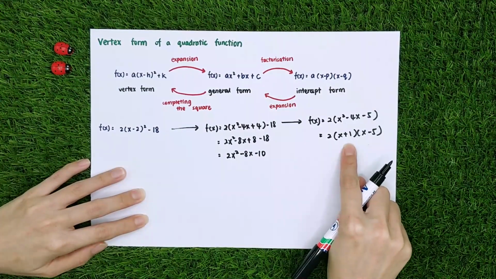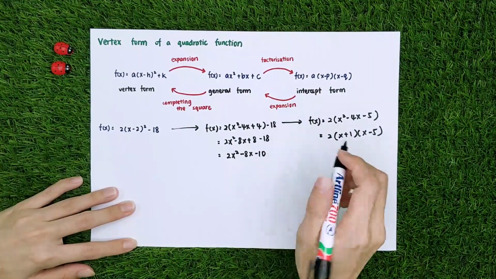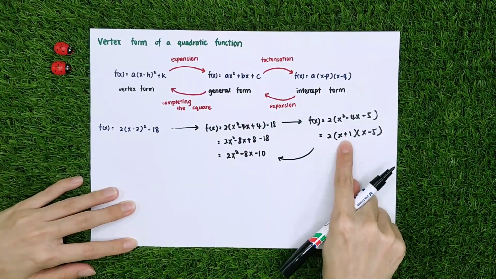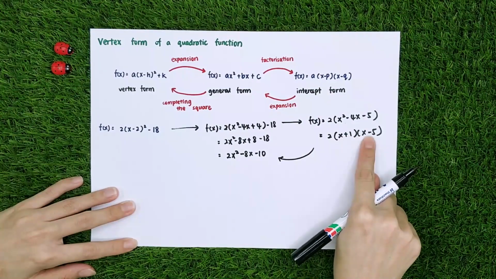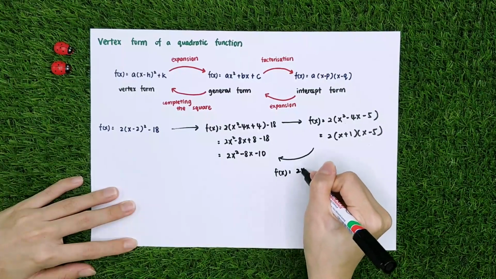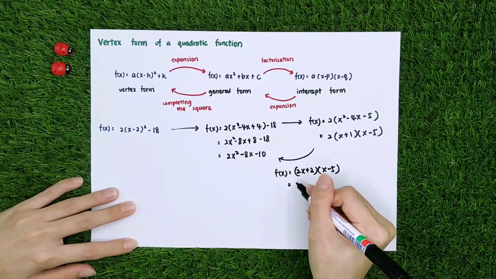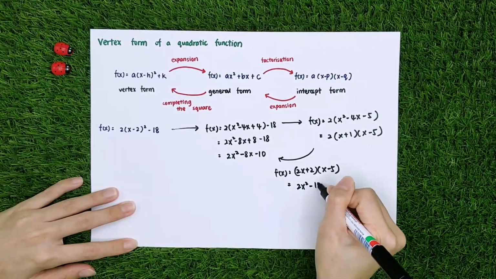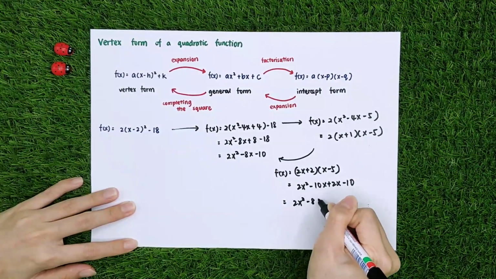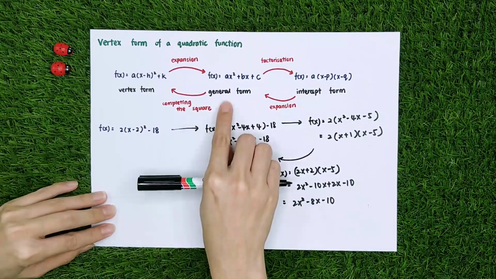Okay? So in case I want to change my intercept form to general form, what should I do? I will do expansion. Okay, I will show you how I do the expansion. Either you times the 2 inside first or you expand the linear expression. Okay, so I will choose to times the 2 inside. f(x) equals (2x plus 2) times (x minus 5). Then I will get my answer as 2x squared minus 10x plus 2x minus 10. Then my final answer will be the same as here.